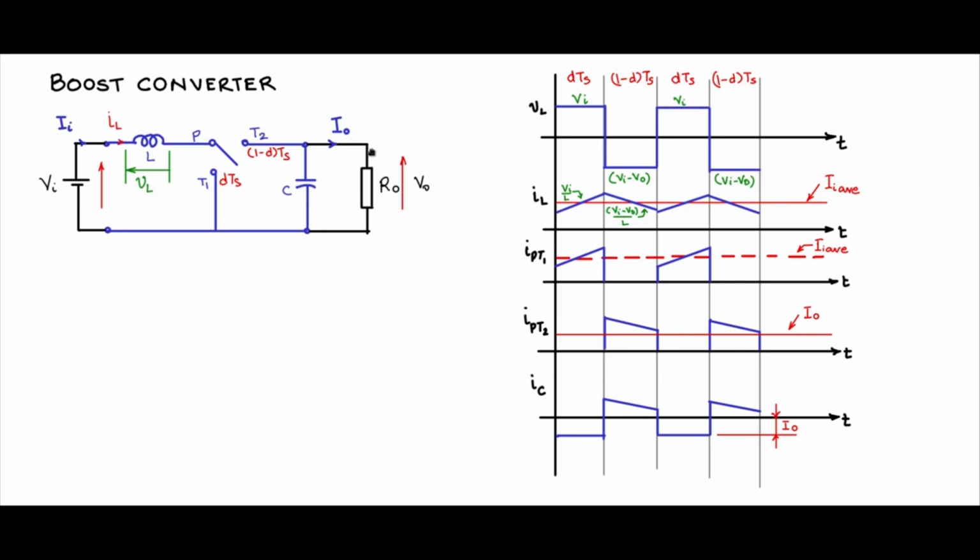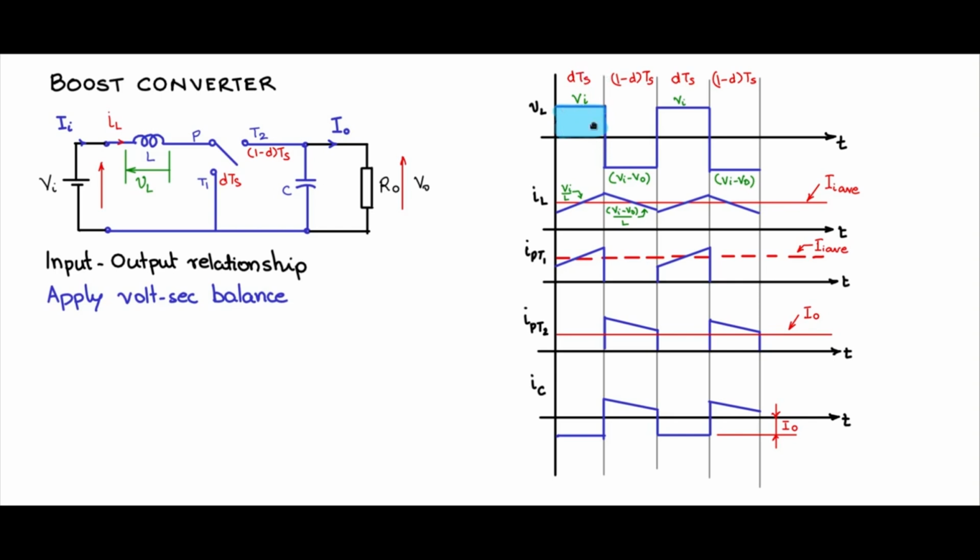Let us now try to find the input-output voltage relationship for the boost converter. For that, we have to use the volt-second balance equation. So let us apply this volt-second balance to the inductor voltage. Look for the voltage across the inductor, which is this waveform, and let us apply the volt-second balance. Now during DTs, this is the volt-second area.